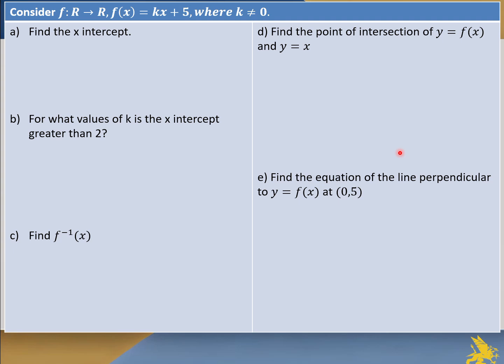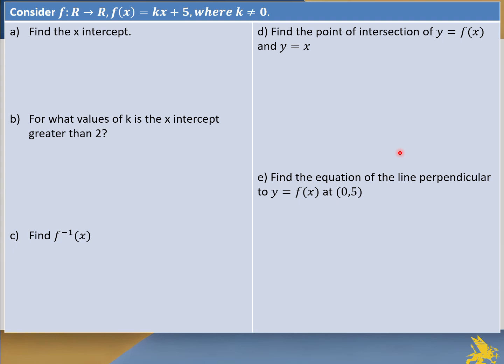So let's go through some examples of what we'll be doing. With this question here, we've got the function with a domain of all real numbers is sketched. f of x is equal to kx plus 5, where k does not equal 0. So the first thing we're thinking here is this is linear.